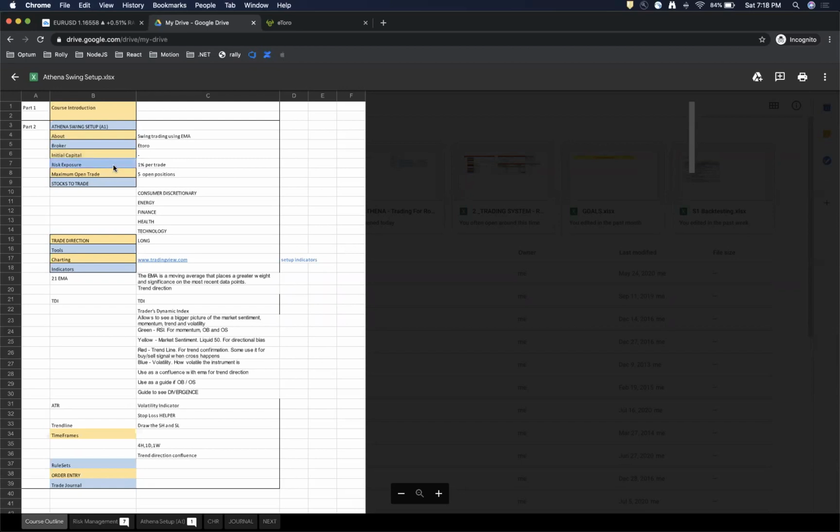Next, in every setup we do have exposure. Usually it should be 1% per trade or 1 to 2% per trade. For this strategy we are going to use 1% per trade, so 1% of our available balance in each trade.